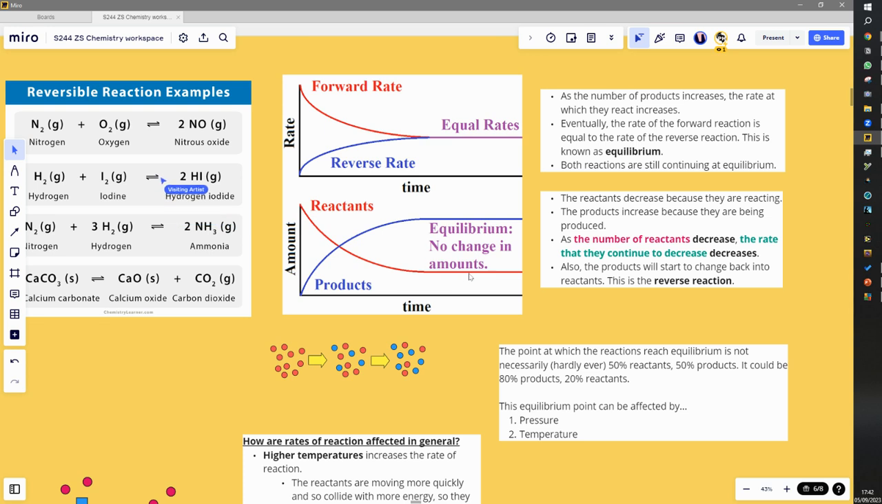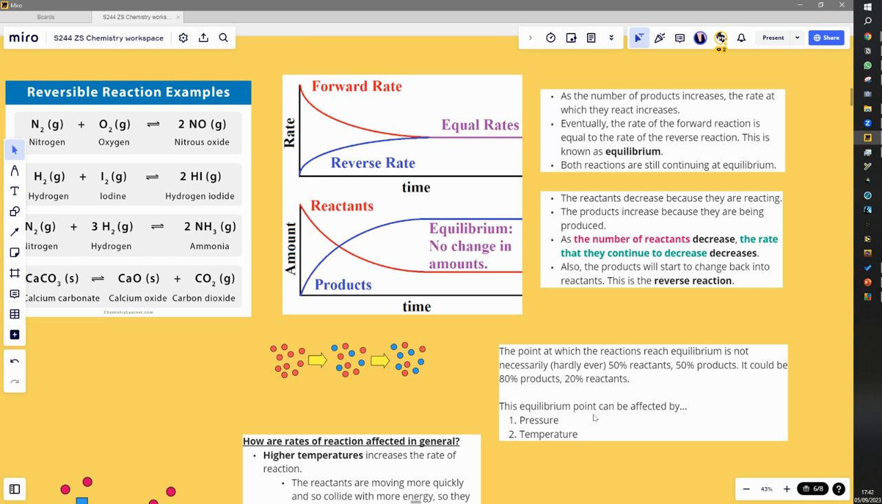In fact, they would hardly ever meet. They'll meet for a moment and then cross over. And that's because the point at which equilibrium is reached is not necessarily going to be 50-50. It hardly ever is 50-50. In this case, it's mostly the products that get produced.